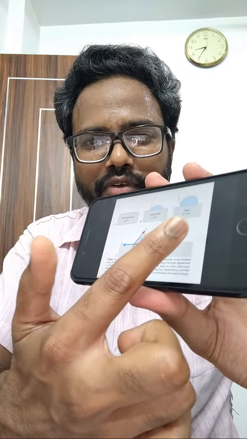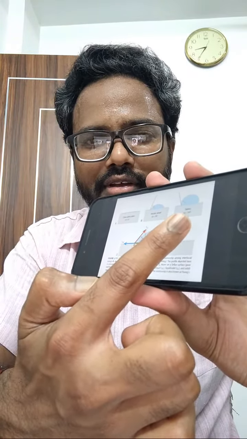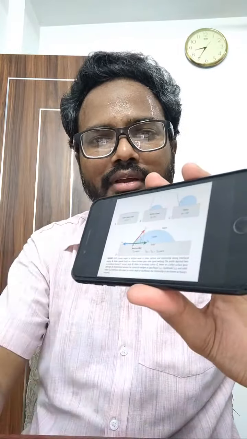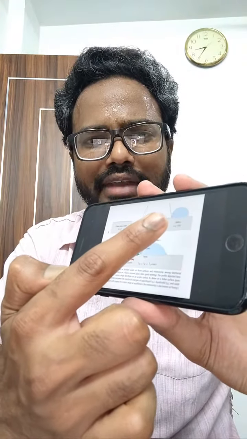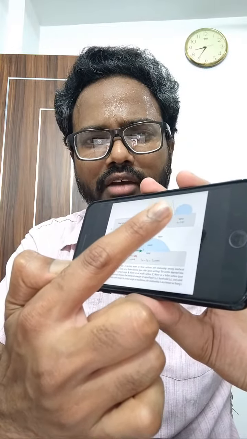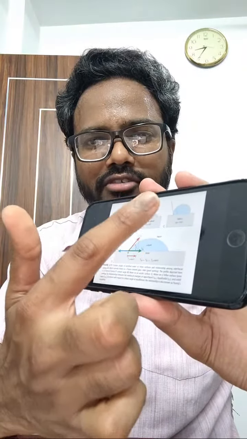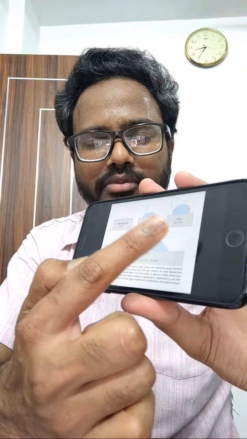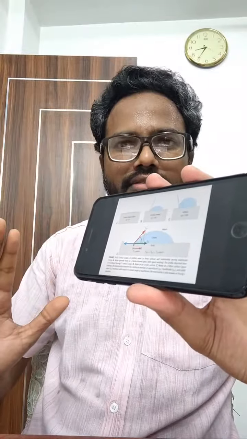In case of Teflon, you can clearly see that the water is beading up. Here you can see a tangent which is drawn at the interface along the curvature of this water droplet. The angle between this tangent and the solid substrate is nothing but your contact angle. So this is called the contact angle.